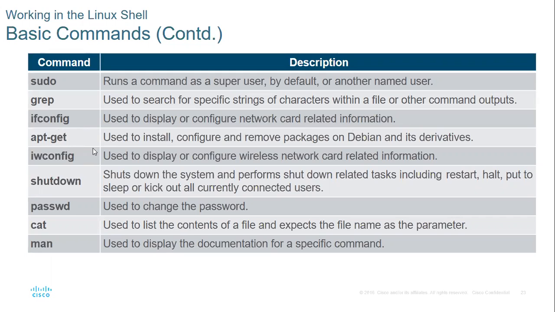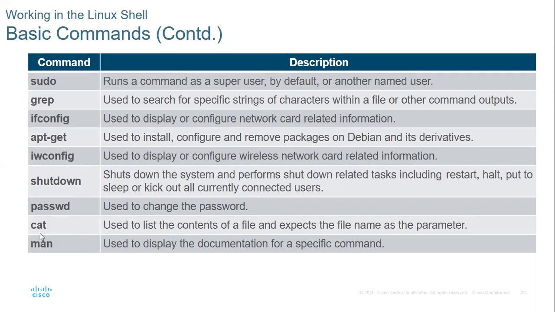apt-get is used to install, configure, and remove packages on Debian. iwconfig is used to display or configure wireless network card related information. Shutdown, for shutting down the system. passwd, to change the password.